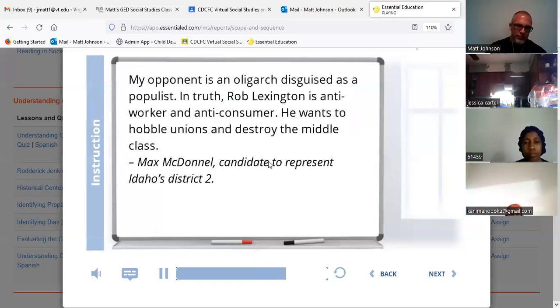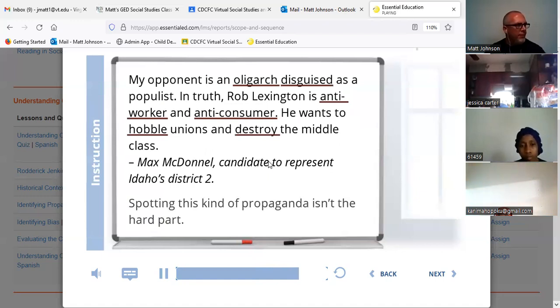Whoa, look at these words, will you? Oligarch, disguised, anti-worker, anti-consumer, hobble, destroy. This makes Lexington sound like a giant monster rampaging across town. Spotting this kind of propaganda isn't the hard part. The hard part is seeing through it.